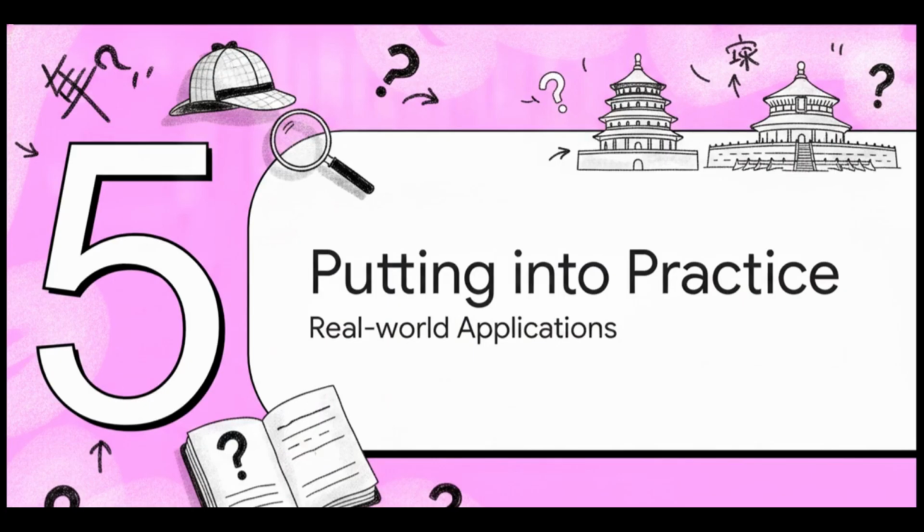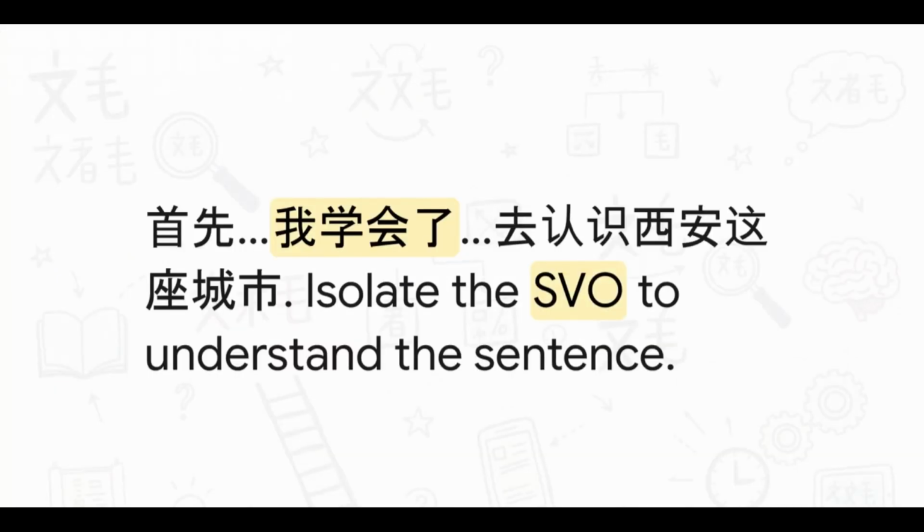And finally, part 5, putting strategies into practice. It is time to put on our detective hats and apply this toolkit to a real case. We're going to look at actual texts written about student experiences in Xi'an and Beijing. Take this sentence from the Xi'an text. It looks a bit heavy, right? But let's use our tools. Boom, right at the very beginning we see 首先, meaning first of all. That's our structural conjunction. We know this is point 1 in a list.